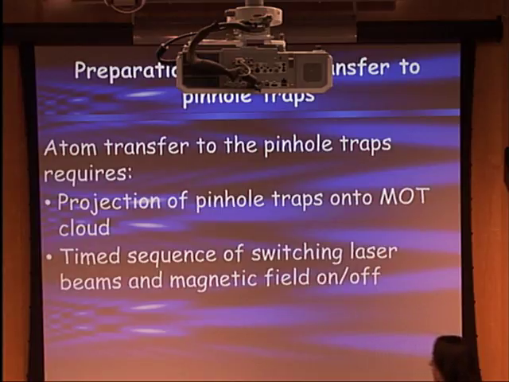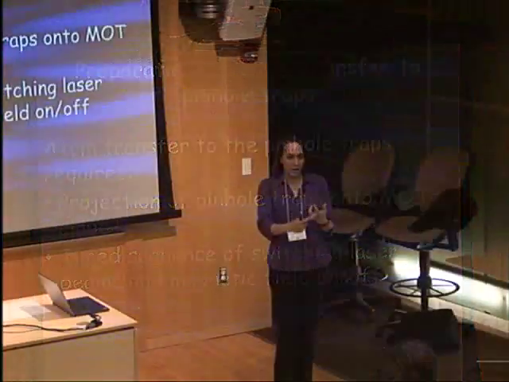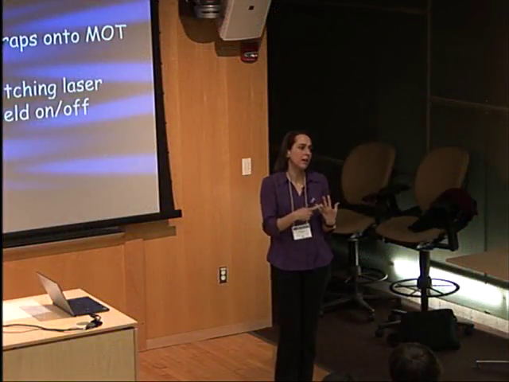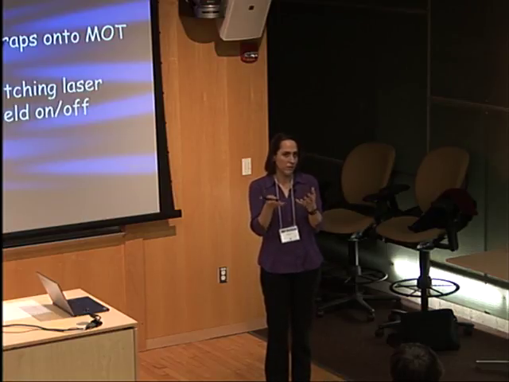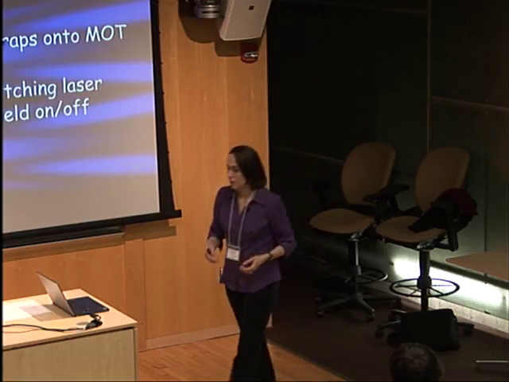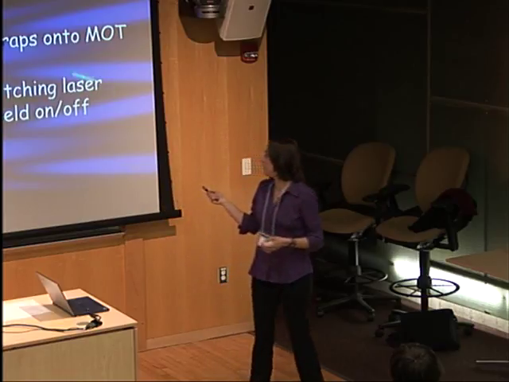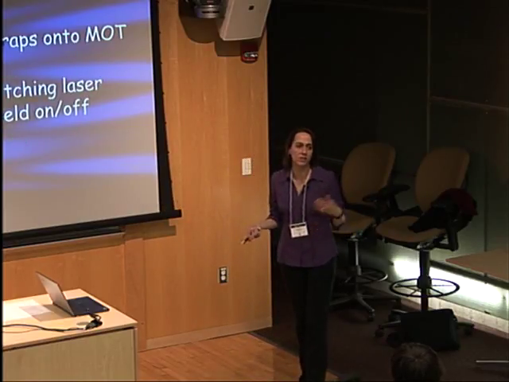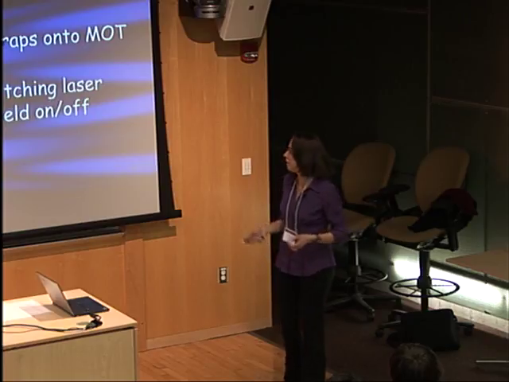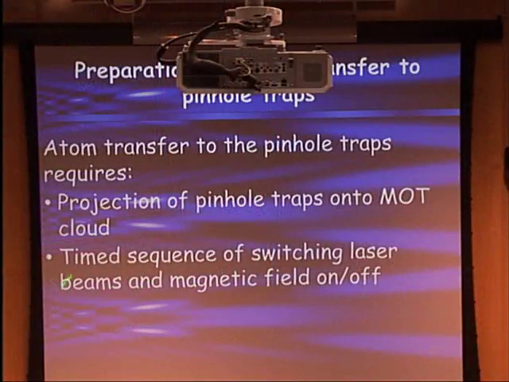And then the other thing we need to accomplish is a very carefully timed sequence of switching. It's not clear that this is the right order, but: switching off the magneto-optical trap laser beams, switching off the magnetic field of the magneto-optical trap, and then turning on the light for the diffraction traps, the pinhole traps. One of my electrical engineering students designed a switch that can turn our MOT off really quickly, and then we have acousto-optical modulators and shutters and the like, and they all need to be made to work together to accomplish this.